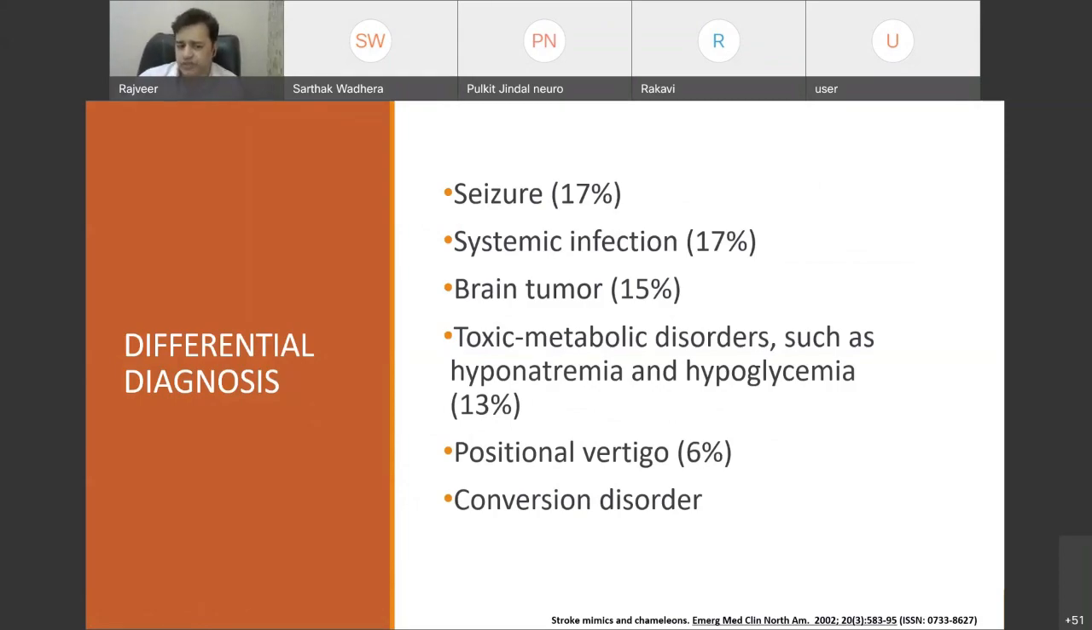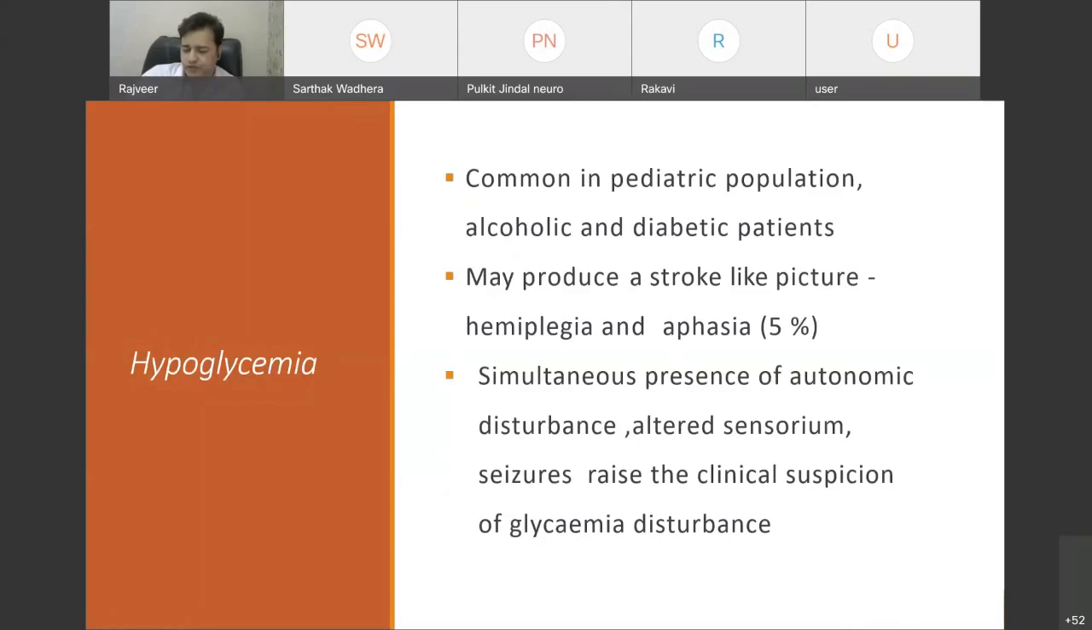So in the stroke disease, the common differential are seizures. They count around 17%. Then other common differentials are systemic infection, brain tumor, toxic metabolic disorder. Common in our emergency are hyponatremia and hypoglycemia, and then positional vertigo and sometimes conversion disorder may present like a stroke picture. So how to differentiate between stroke and these other differentials?